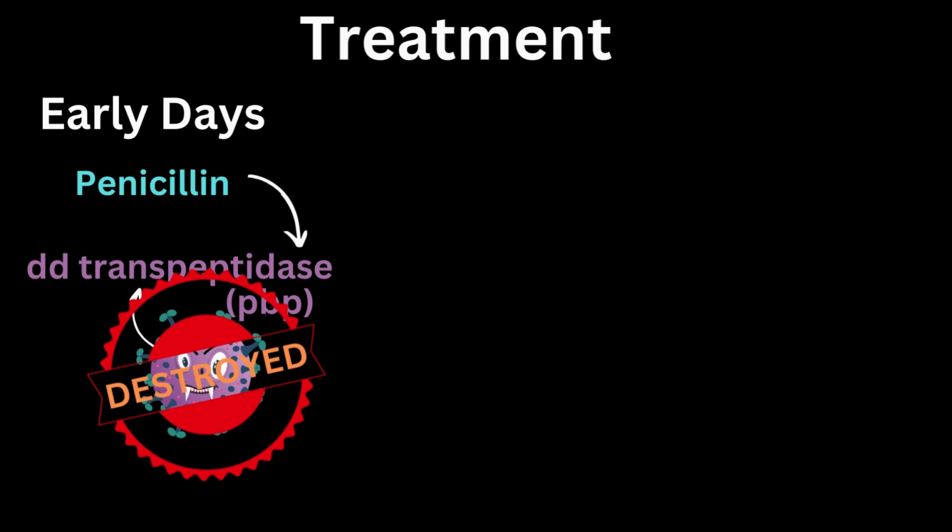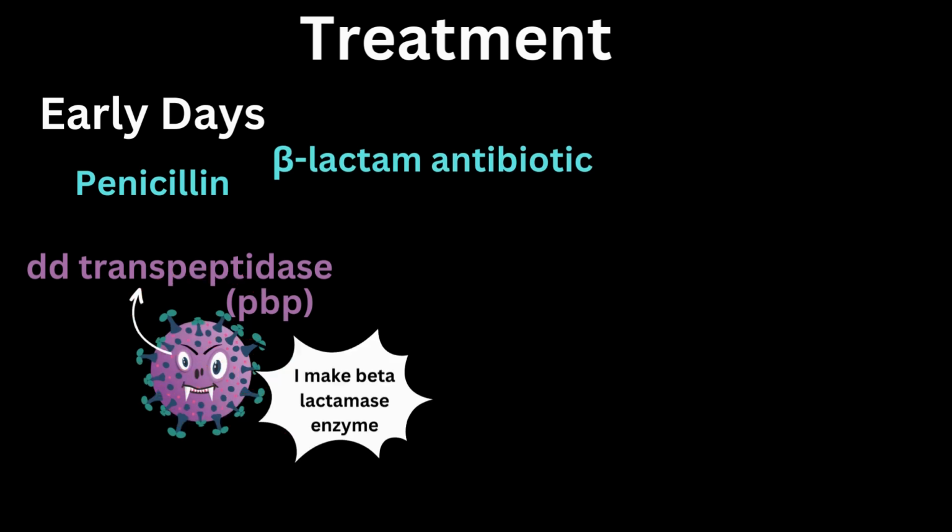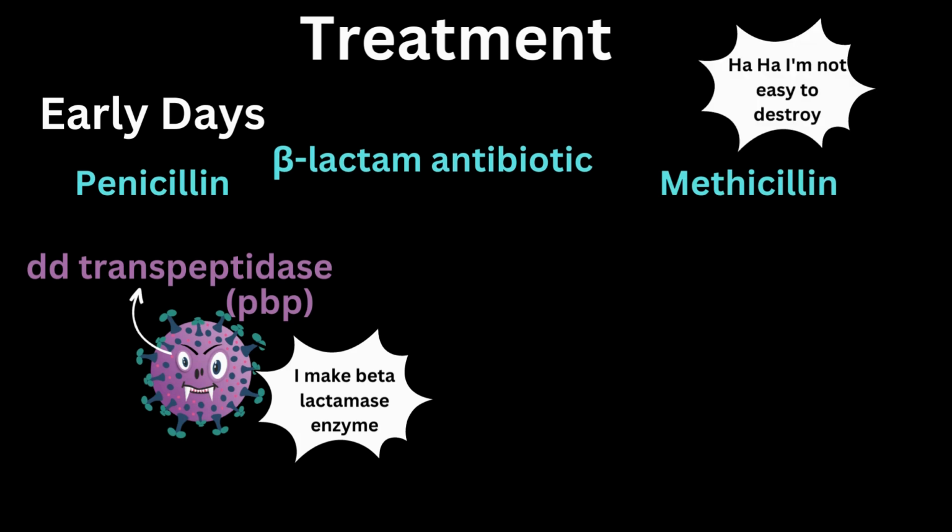Staphylococcus aureus, being its smart self, developed resistance to penicillin. Since penicillin is a beta-lactam antibiotic, it started to make beta-lactamase, which destroyed the beta-lactam antibiotic. Hence, we had to develop another method in order to destroy this bacteria. That's when we discovered methicillin. Methicillin is a beta-lactam antibiotic, but it is not easily destroyed by the beta-lactamase that is produced by Staphylococcus aureus.